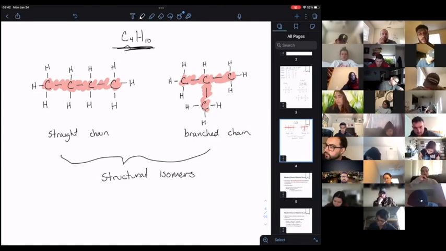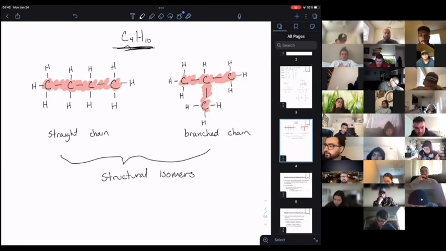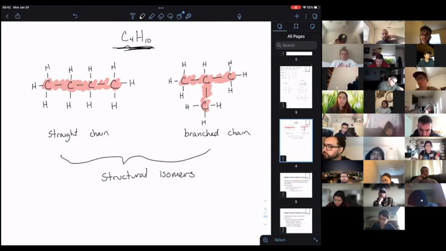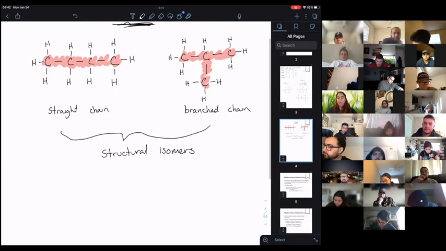Quick question. Are they the same molecules or are they different molecules? They are different molecules. They'll have slightly different properties. They have the same molecular weights because they have the same number of carbons and the same number of hydrogens, but they'll have different boiling points, stuff like that. So they will behave differently. Okay. All right. Thank you. Yep. Good question. All right.